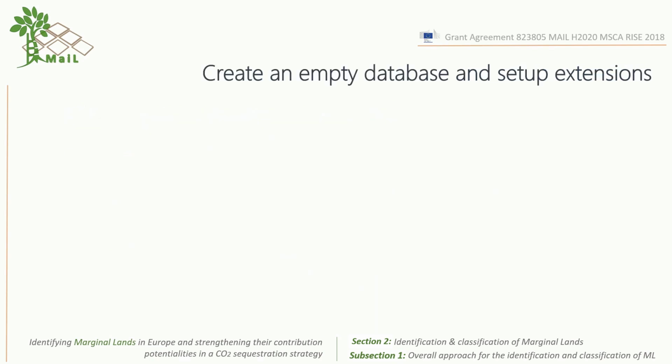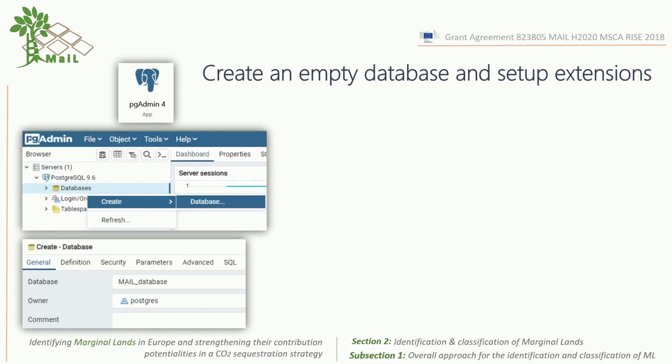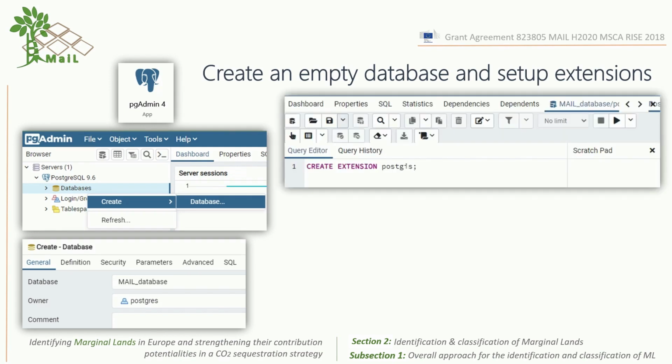Now, in order to create an empty database, open the PostgreSQL application called pgAdmin, and by right-clicking on Servers, create a new database. For creating the extensions that will allow Postgres and PostGIS to connect, go to Tools, Query Tool in the main menu and type CREATE EXTENSION postgis and then hit the play button. Do the same by typing CREATE EXTENSION postgis_raster.